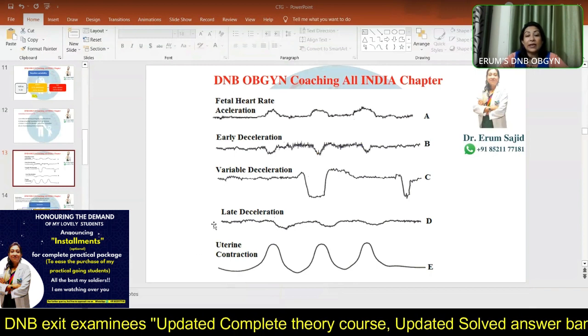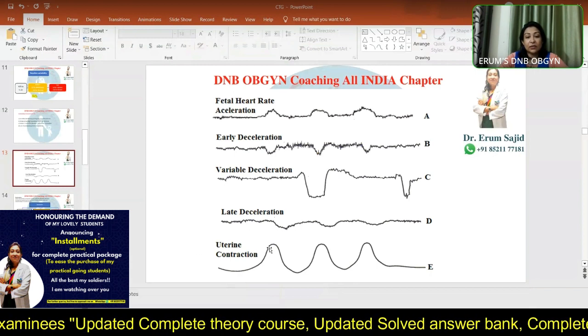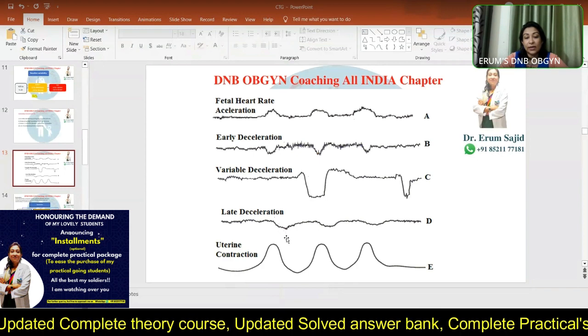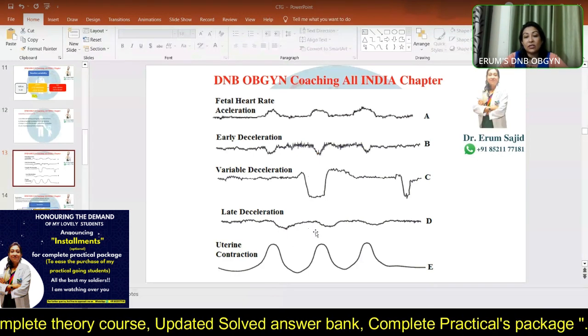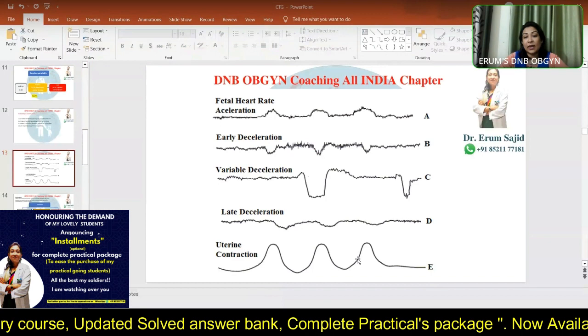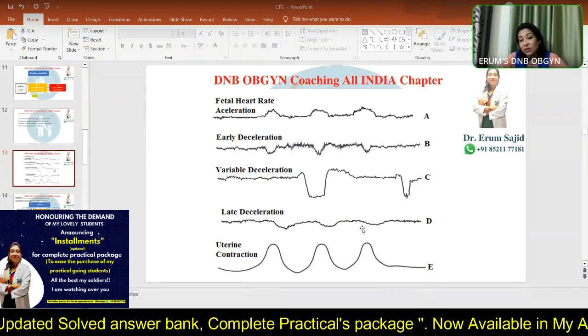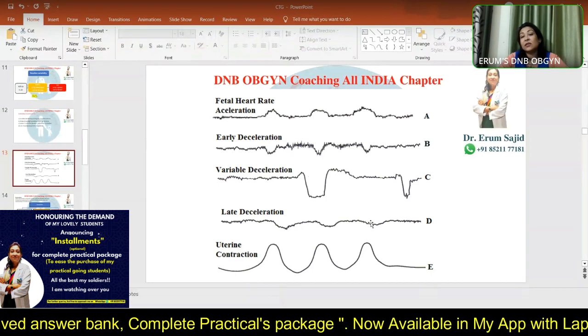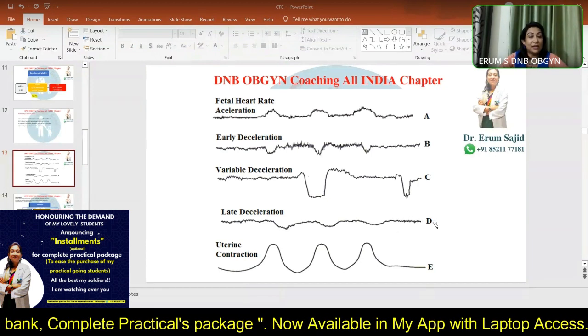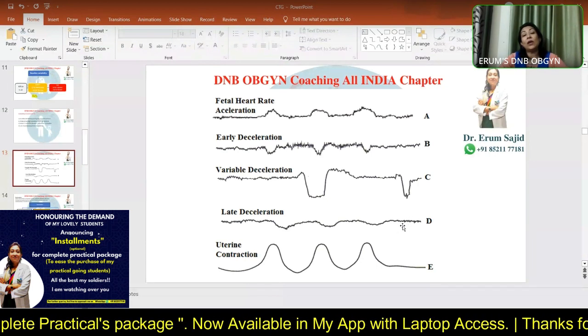Then I'll also talk about late decelerations. In late deceleration, the contraction has ended and now the late deceleration has come up. Again, the contraction is ending, and right from the time it's ending, this deceleration starts, and see, it's coming back to the baseline. This is why the baseline is called the baseline.